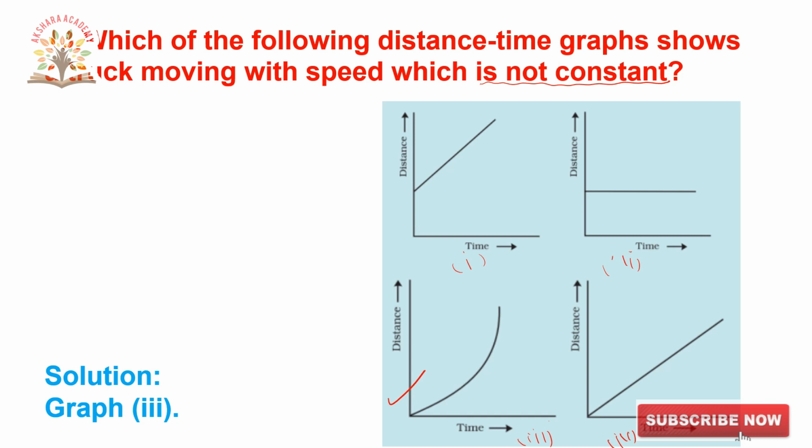So the third graph shows a truck moving with a speed which is not constant. So which one is the correct option? Graph 3 is the correct option. In this graph 3, speed is not constant.